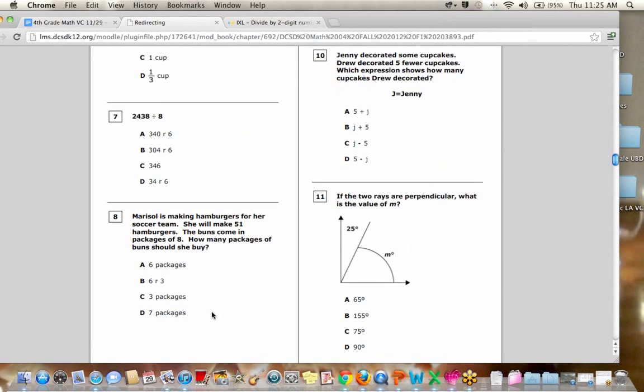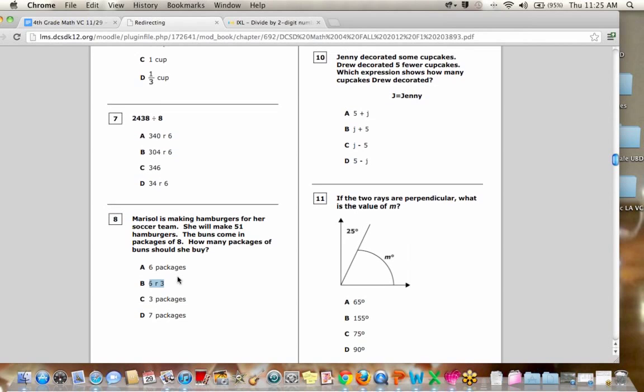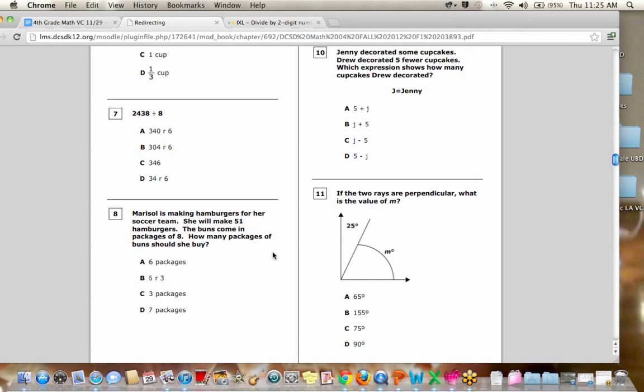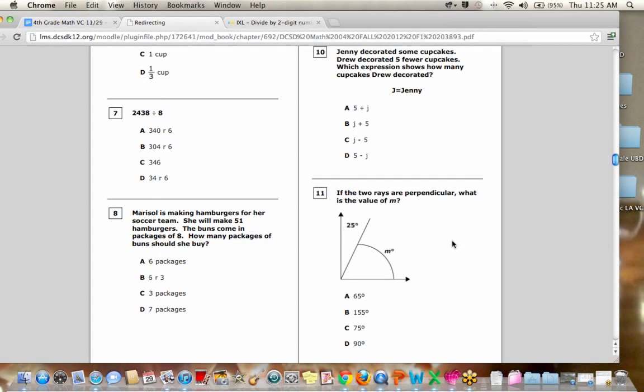So here you go. Notice they give you this answer that we just came up with, but that's not what they're asking you. They're asking you how many packages she should buy. So you need to make sure you're answering the correct question.